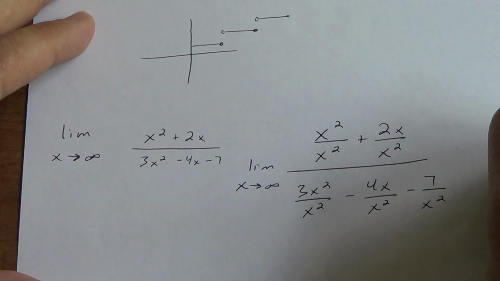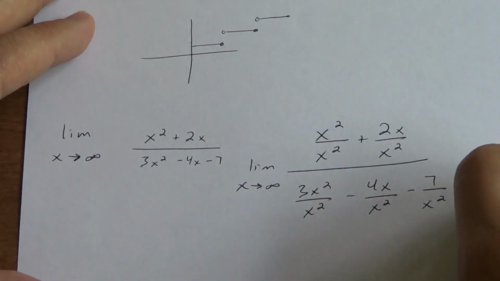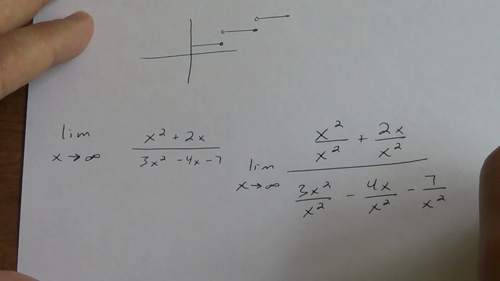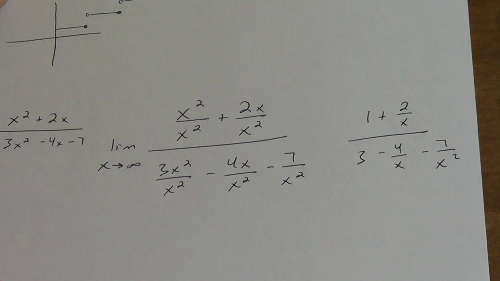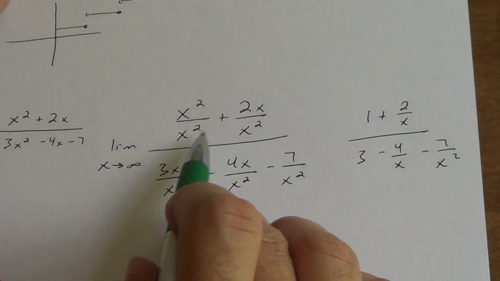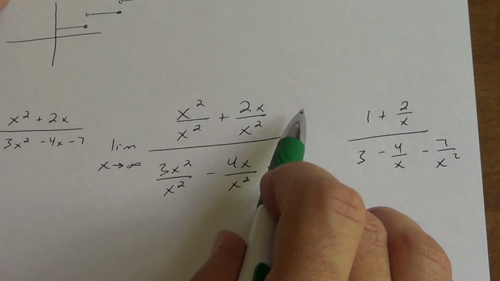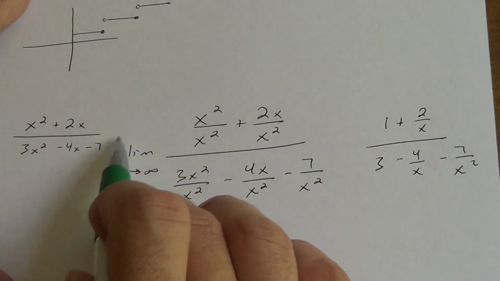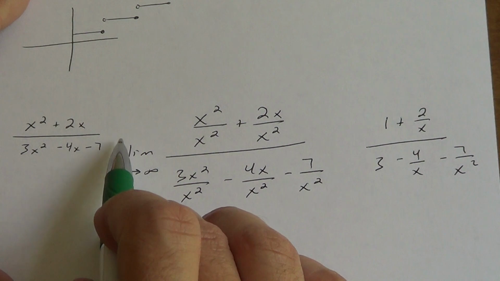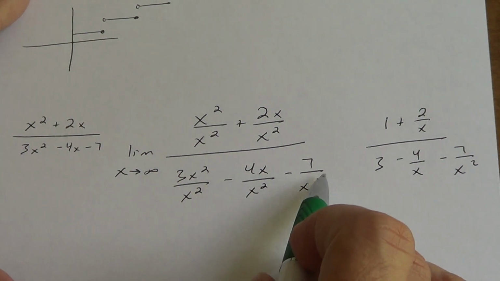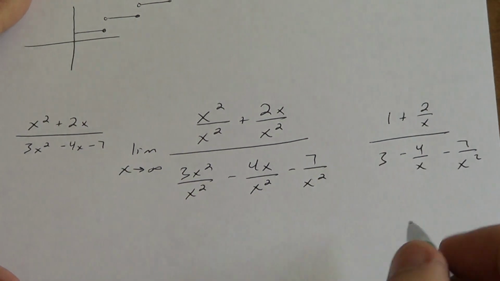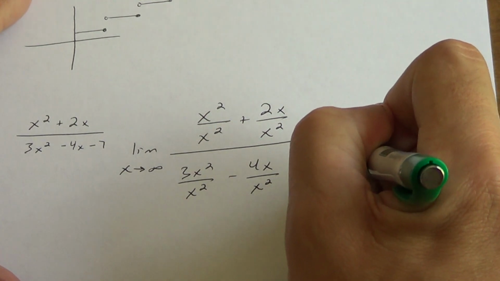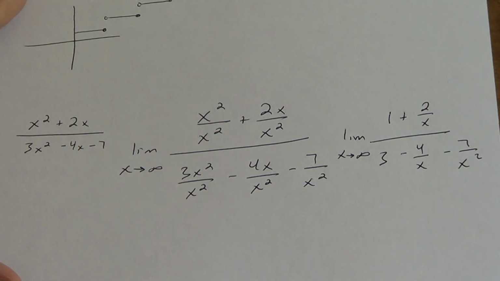2x over x squared is 2 over x. 3x squared over x squared is 3. We get 4 over x, and we get 7 over x squared. Hopefully all that makes sense there. So remember, basically what we did is we multiplied the top by 1 over x squared, and we did it individually, way back over here. We multiplied the bottom by 1 over x squared, we did that individually, and we got these, we simplified them, we still have my limit as x approaches infinity out front.